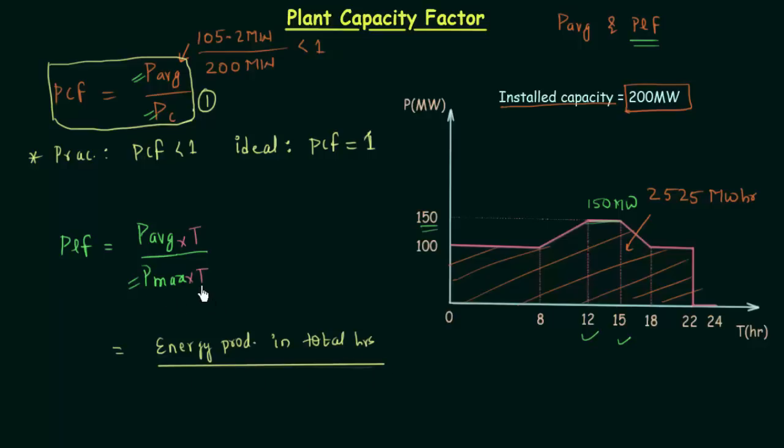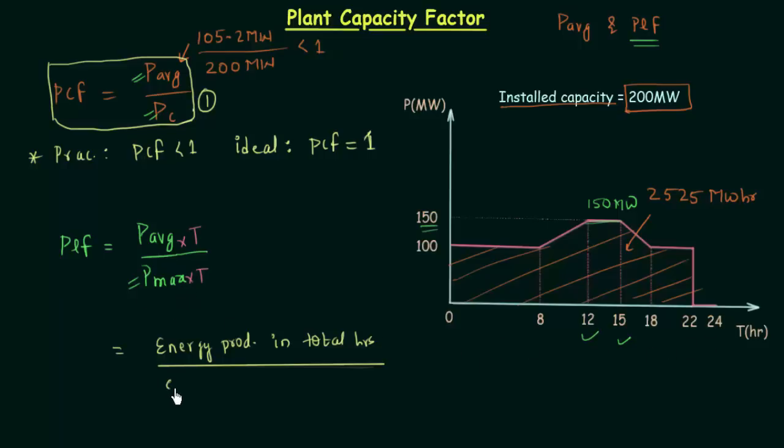P maximum into time T is the energy able to be produced as per P max in total hours. This is not the actual energy, but we can produce this energy if the power plant runs to provide a power of 150 megawatt. If the power plant is continuously providing a power of 150 megawatt, which is P max, throughout the day, this means 0 to 24 hours, we can get this energy.